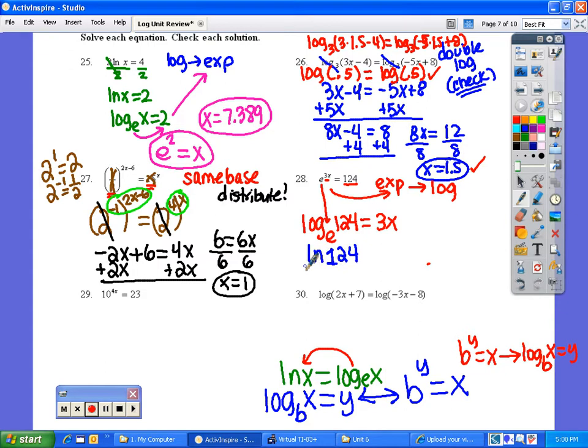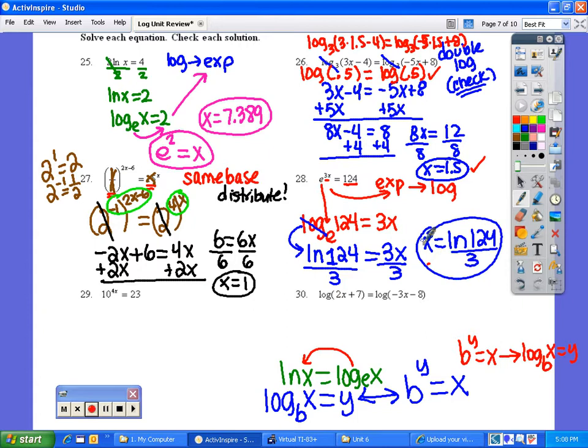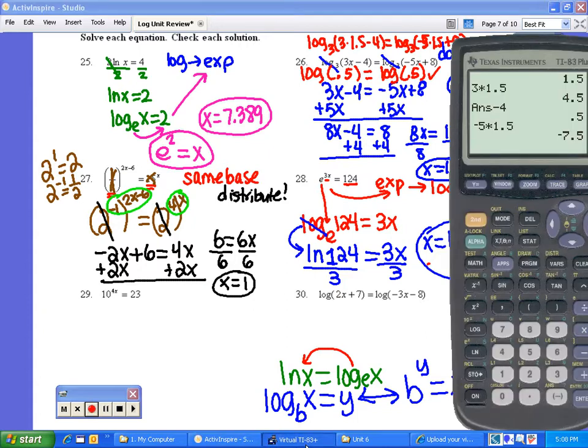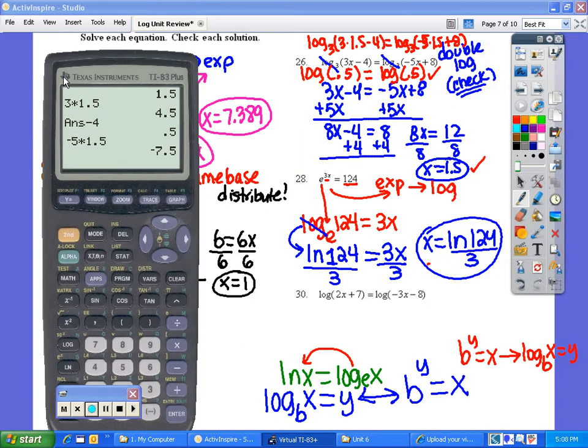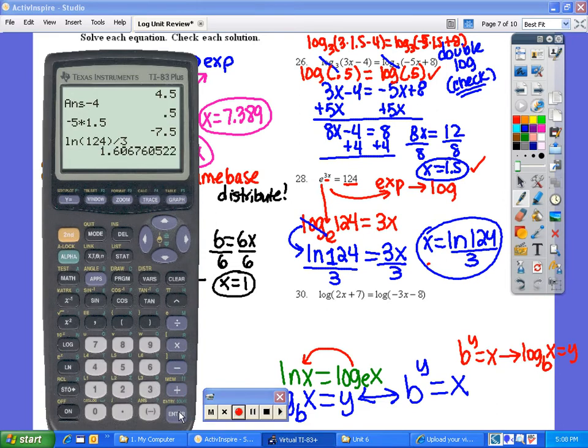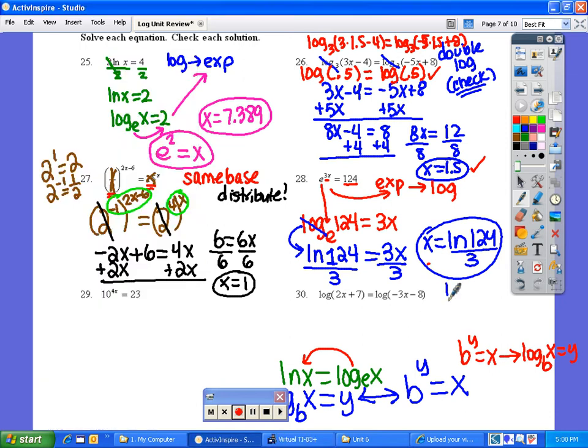Equals 3x. I didn't solve for anything, I just rewrote. I got rid of that and made it ln. So now divide by 3, so x is equal to ln of 124 over 3. Now I can get the actual answer by pressing ln 124 close parentheses over 3. And that's 1.607.